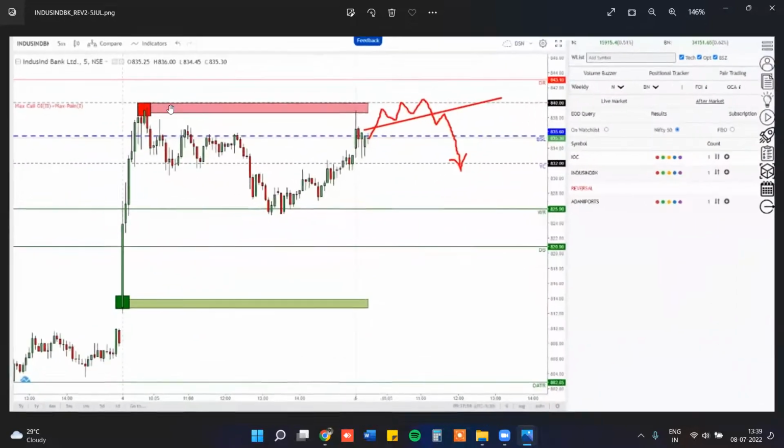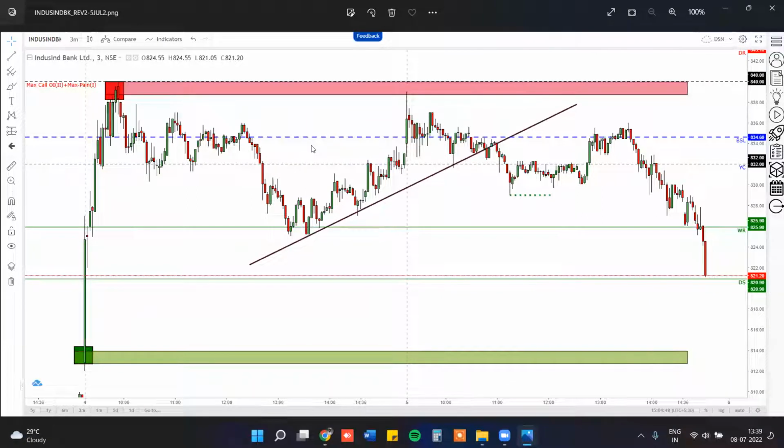So IndusInd Bank was one such trade which was given in live market, which we were planning to sell somewhere around the red band zone. This was posted a day prior to all the screens, to all the groups, and the next day a trend line breakdown happens. It opened near the red band, started going down, and finally it cracked down in the last session of the market.